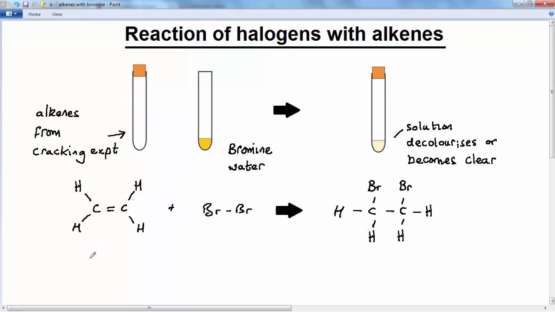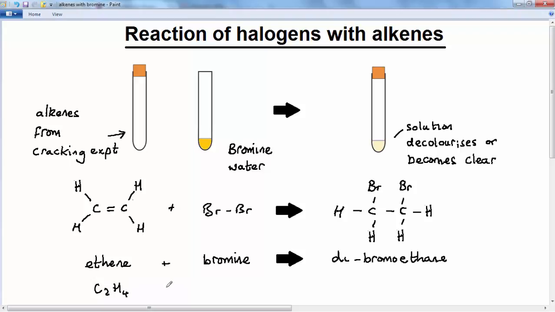So in this particular case we've got ethene reacting with bromine in the bromine water to produce dibromoethane. Okay, the di means two bromines onto an ethane molecule. So let's just finish off by writing the symbol equation. C2H4 plus Br2 goes to C2H4Br2.